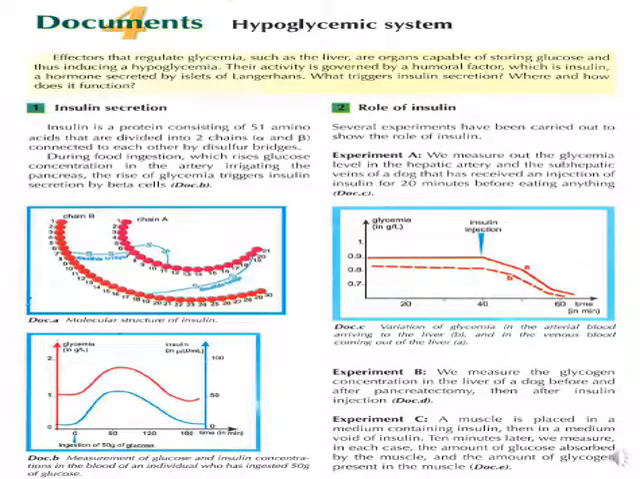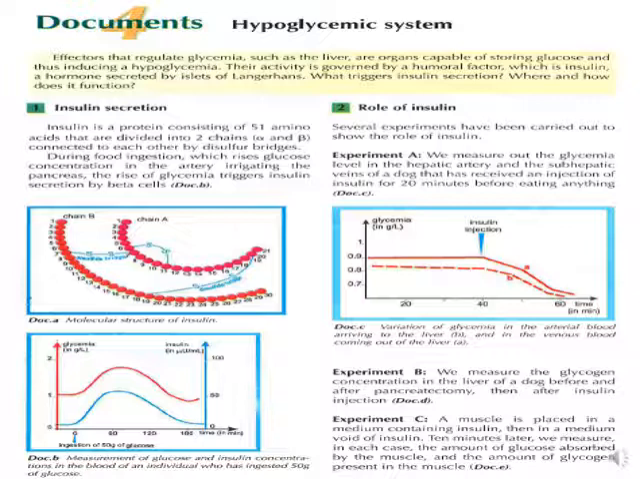So, hypoglycemic system. Factors that regulate glycemia, such as the liver or organs capable of storing glucose, thus induce hypoglycemia. Their activity is governed by a humoral factor, which is insulin, a hormone secreted by the islets of Langerhans. What triggers insulin secretion? Where and how does it function?